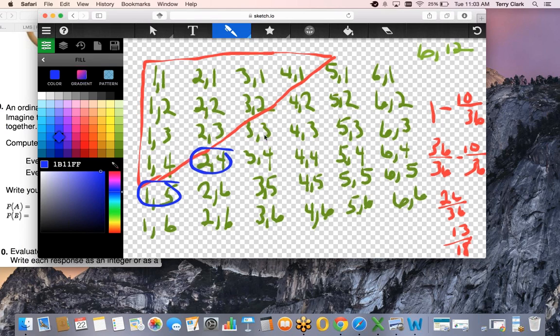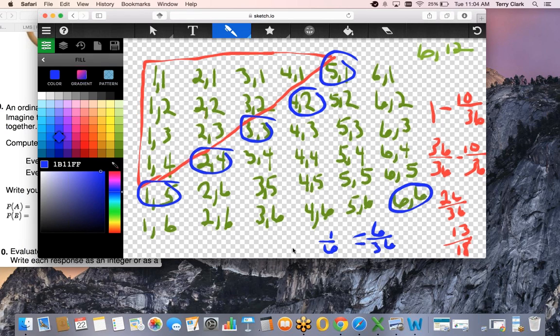That's 6. That's 6. That's 6. And that's 6. Okay, and then I only got one that's 12, which is right there. So I've got 1, 2, 3, 4, 5, 6. So I got 6 of them that are divisible by 6, which actually equals 1/6.